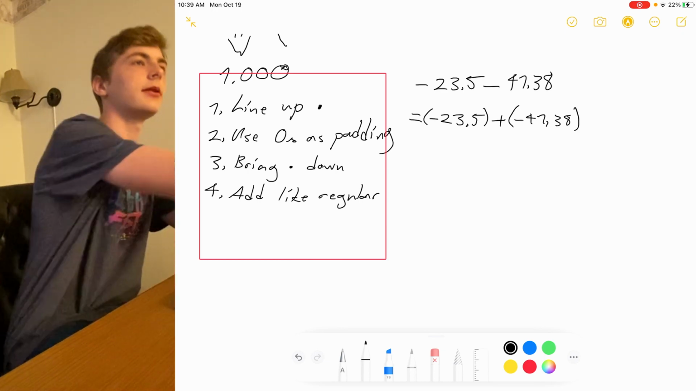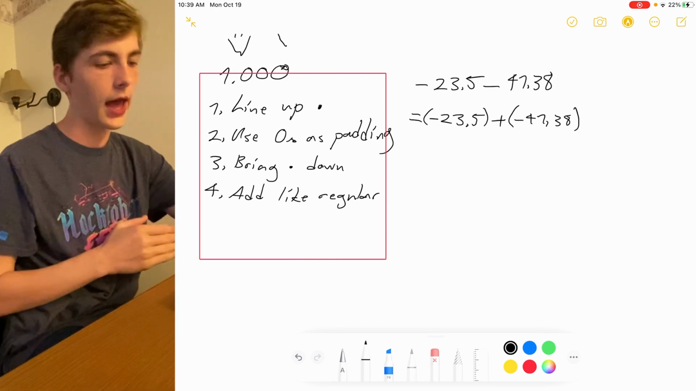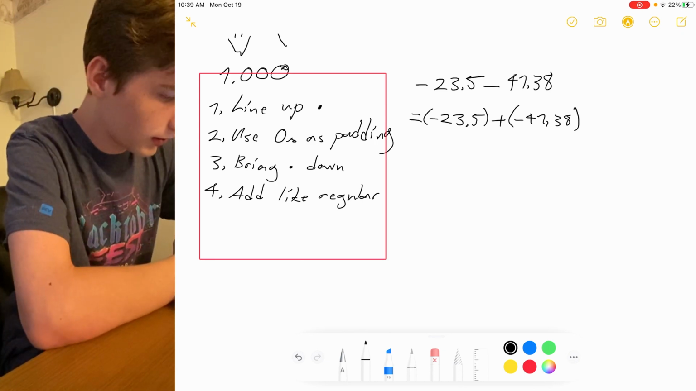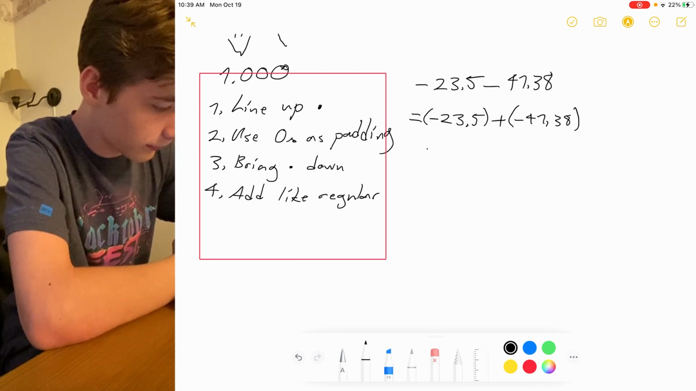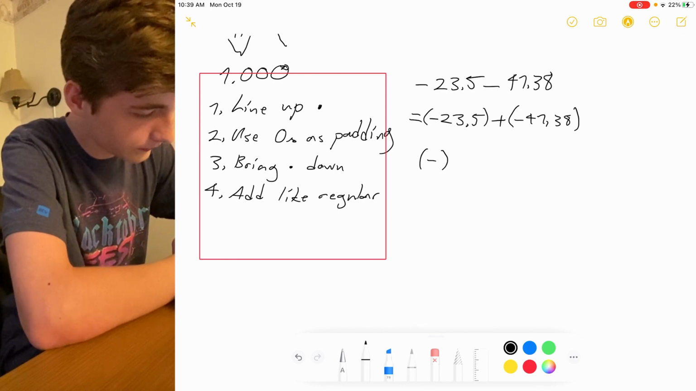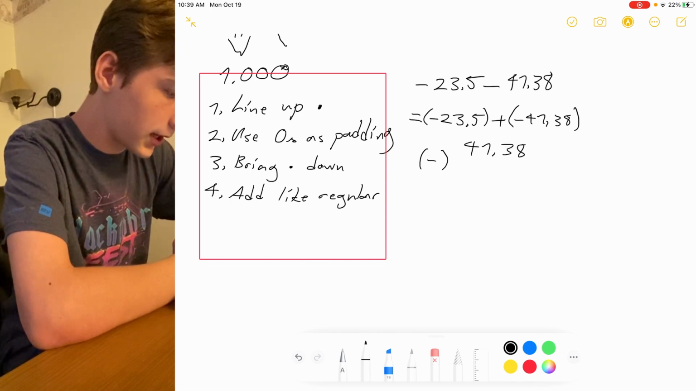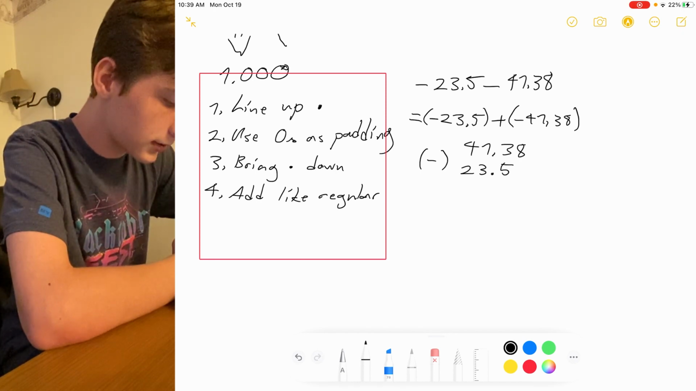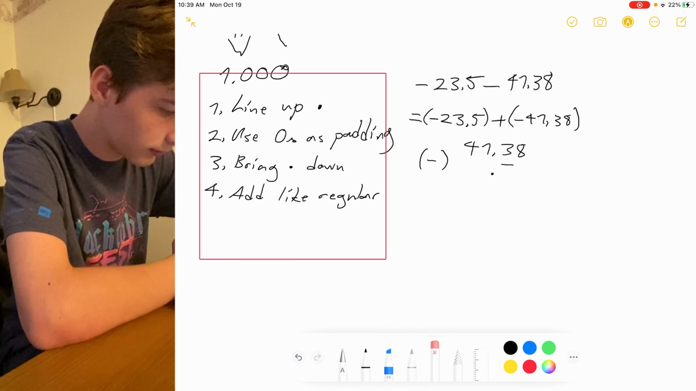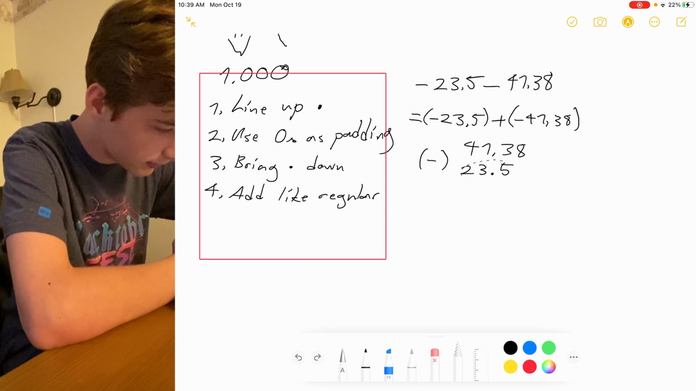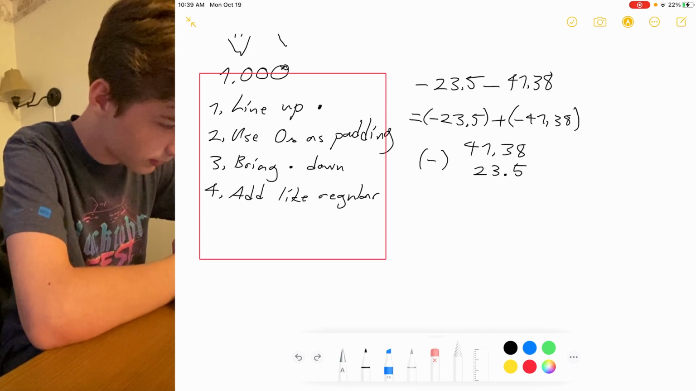Because they're going in the same direction, we can just add them and then attach that negative sign at the end. So what we're going to do is, I'm just going to kind of write it like this. It's going to be a negative, and then I always like to put the bigger number on top, so 41.38, and then 23.5. So you'll notice I didn't write it back here, or that was a dumb idea.